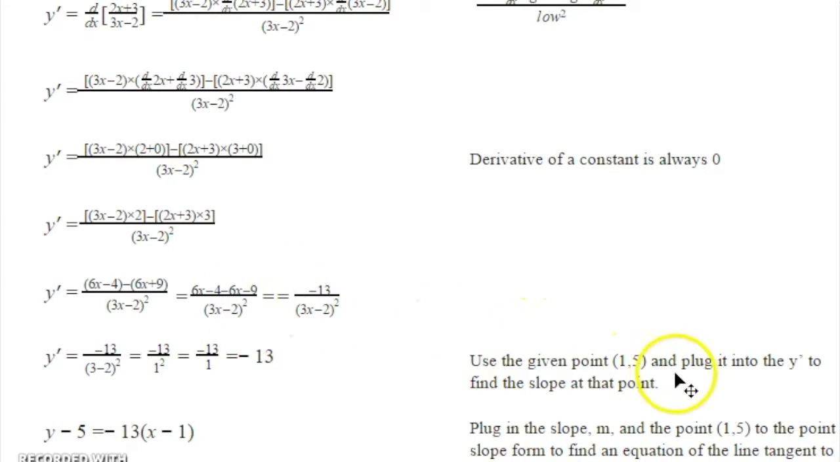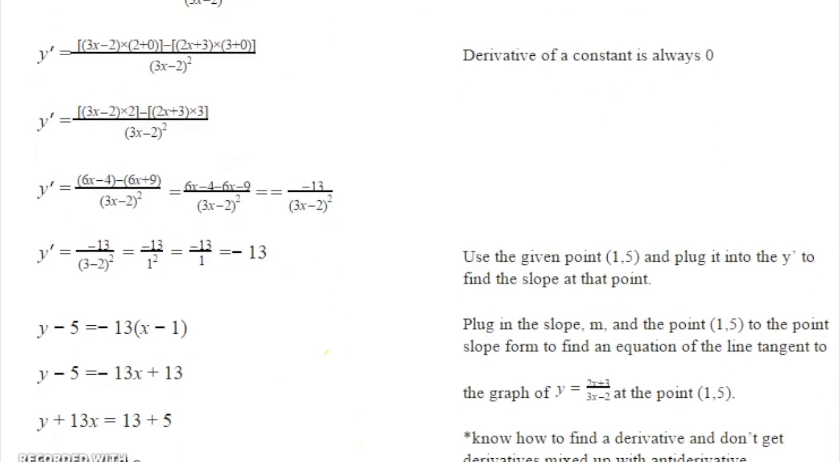And I just solved for it, and I got y prime equals negative 13 over (3x minus 2) squared. And then using the given point (1, 5), I just plugged it into y prime. And then I got negative 13, which is the slope at that point. Since we know the slope and the point, I just plugged it into point-slope form and got 13x plus y equals 18.